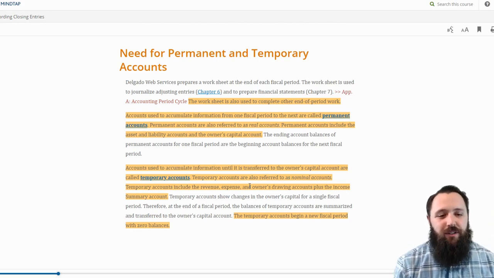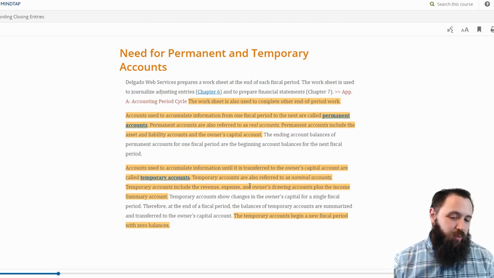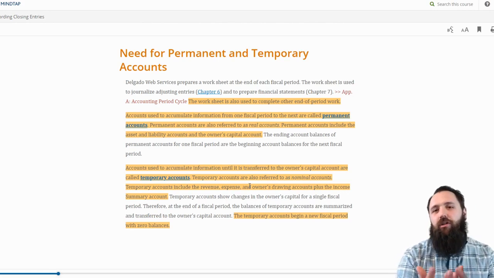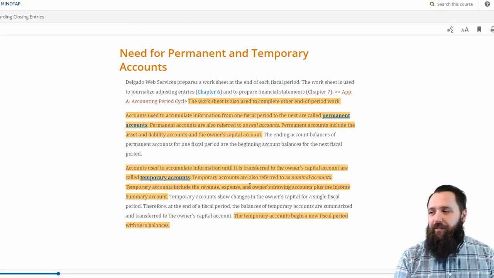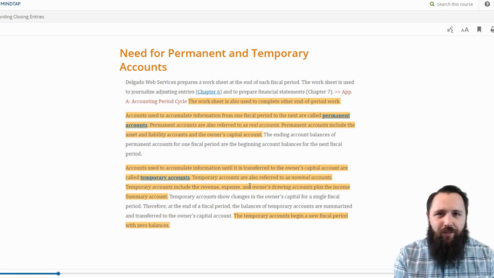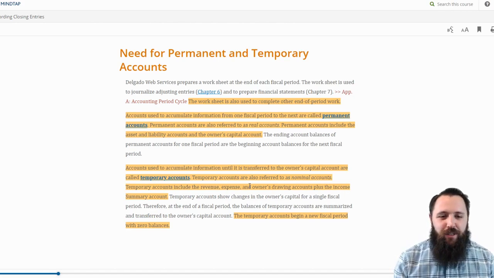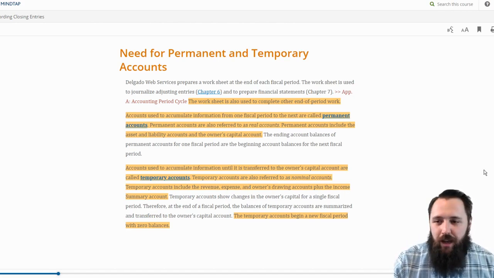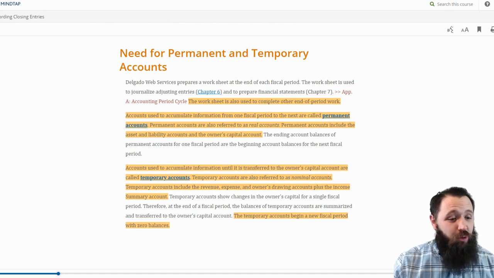Those accounts all need to start back at 0. And all those accounts will be summarized, and they'll all affect the owner's capital account. Obviously, if it's expenses, it's going to bring owner's capital down. If they're revenues, they bring it up. So we need to bring those temporary accounts down to 0 when we come into a new fiscal period.